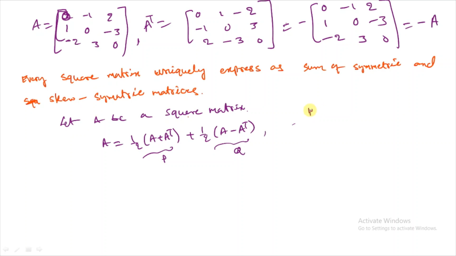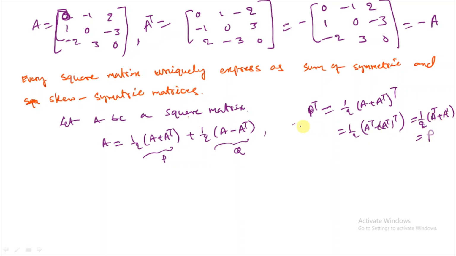Where P is equal to this. What is P transpose equal to? P transpose is equal to 1 by 2 of A plus A transpose, whole transpose. That is 1 by 2 of A transpose plus A transpose of A transpose. Just now we saw properties: A plus B transpose is the same as A transpose plus B transpose, and A transpose of transpose is A itself. This is the same as 1 by 2 of A plus A transpose, which is the same as P. It means P is symmetric. This is a symmetric matrix.